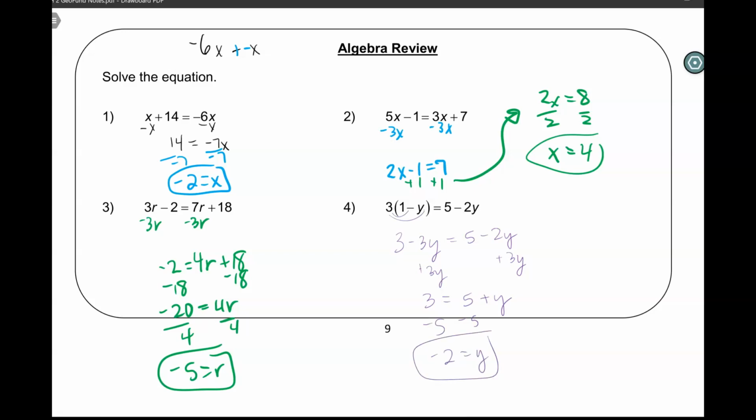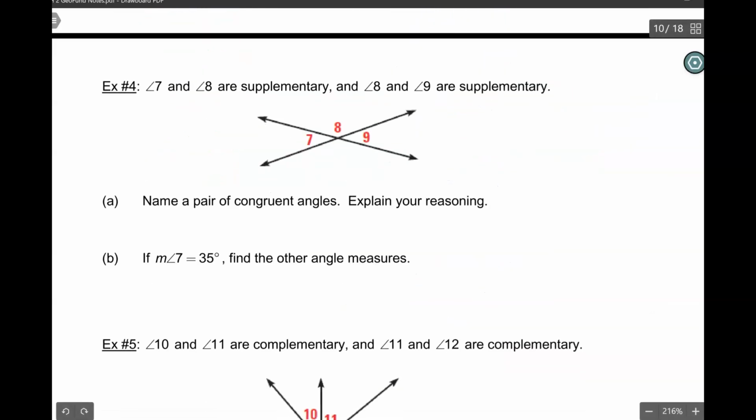Alright, one more page of notes to go. So if we continue on, we say 7 and 8 are supplementary. So this means they're going to add to 180. And 8 and 9 are supplementary. Okay, so that means add to 180. So, interesting. Name a pair of congruent angles and explain your reasoning.